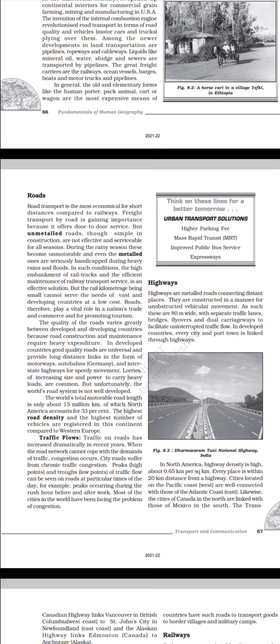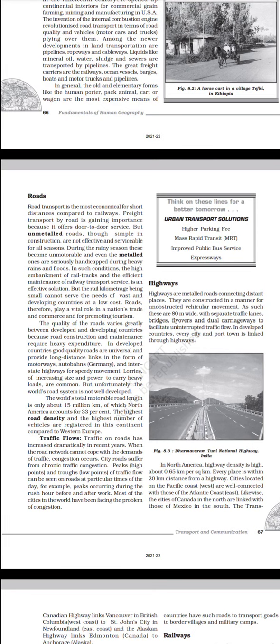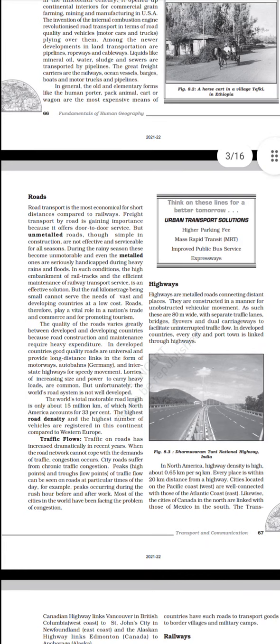Traffic flows. Traffic on roads has increased dramatically in recent years, and the road network cannot cope with the demands of traffic. Congestion occurs. City roads suffer from chronic traffic congestion. Peaks, high points, and low points of traffic flow can be seen on roads at particular times of the day. For example, peaks occur during the rush hour before and after work. Most of the cities in the world have been facing the problem of congestion.